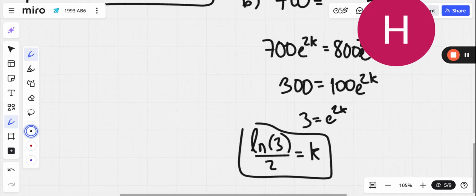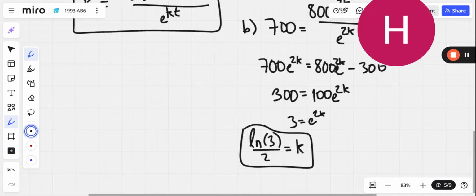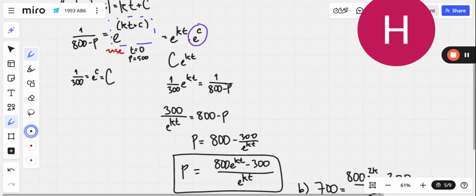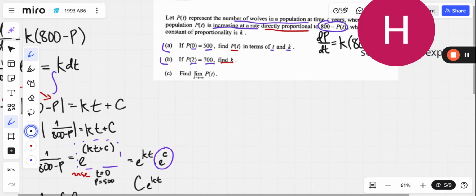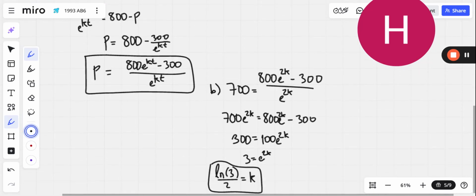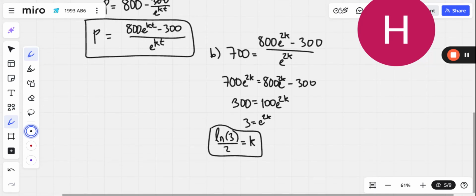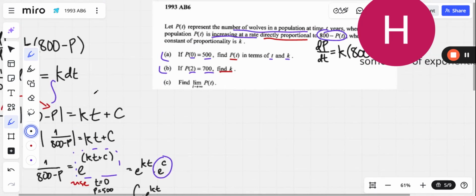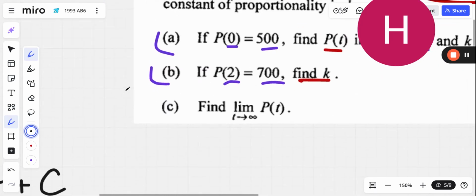So I guess it wasn't that gnarly. We could just leave it like that. If this is a calculator problem, sure, go ahead and get a value, but we don't necessarily have to get a value on that. Okay, now for part C, this one is really interesting.